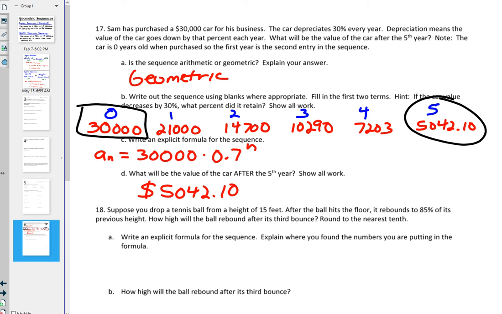Did I go too fast? Does anybody need me to explain anything further? Helps to have a calculator.